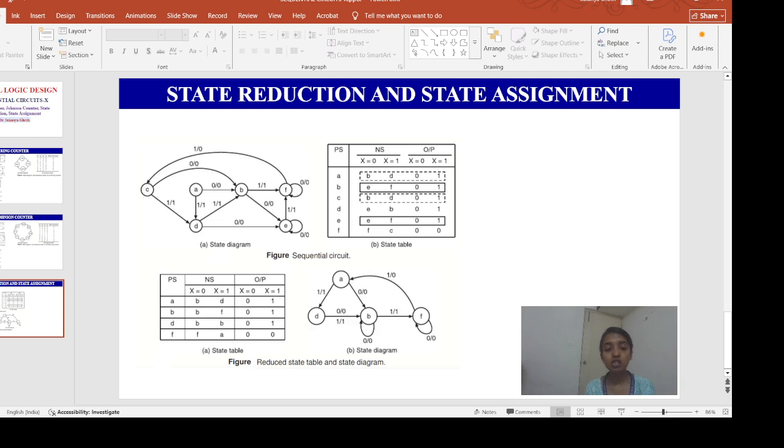And what are the rules for state assignment? The first rule is that states having the same next state for a given input condition should have assignments which can be grouped into logically adjacent cells in a K-map. And rule number 2 is that states that are the next states of a single state should have assignments which can be grouped into logically adjacent cells in a K-map.